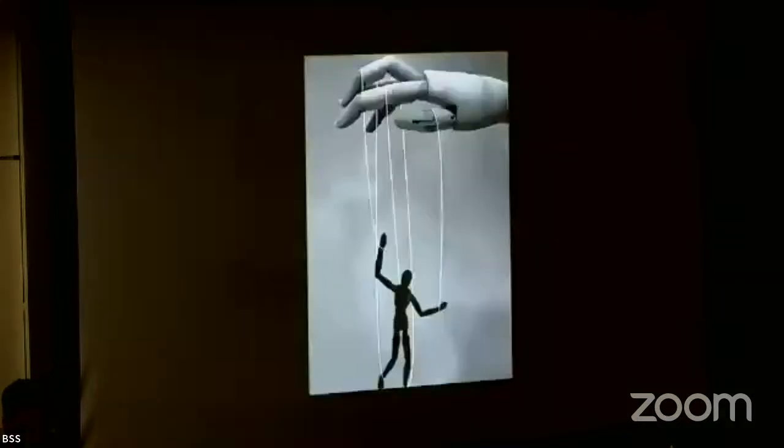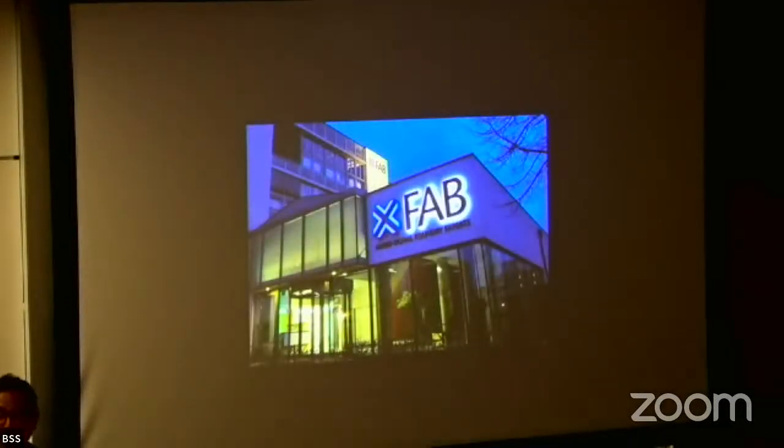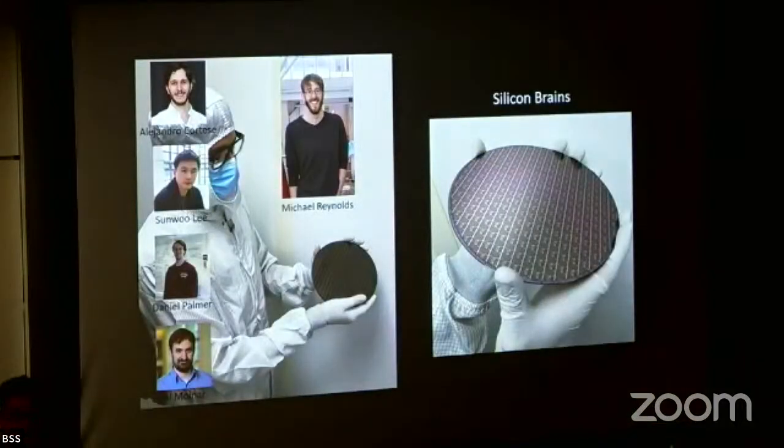All right. As amazing as that robot was, it's still just a marionette, which means that you have little strings pulling at the little limbs, right? In our case, the strings are lasers. We can get rid of that by essentially fabricating a brain for it. And so we collaborated with XFab, which is a commercial foundry. This is what silicon brains look like.